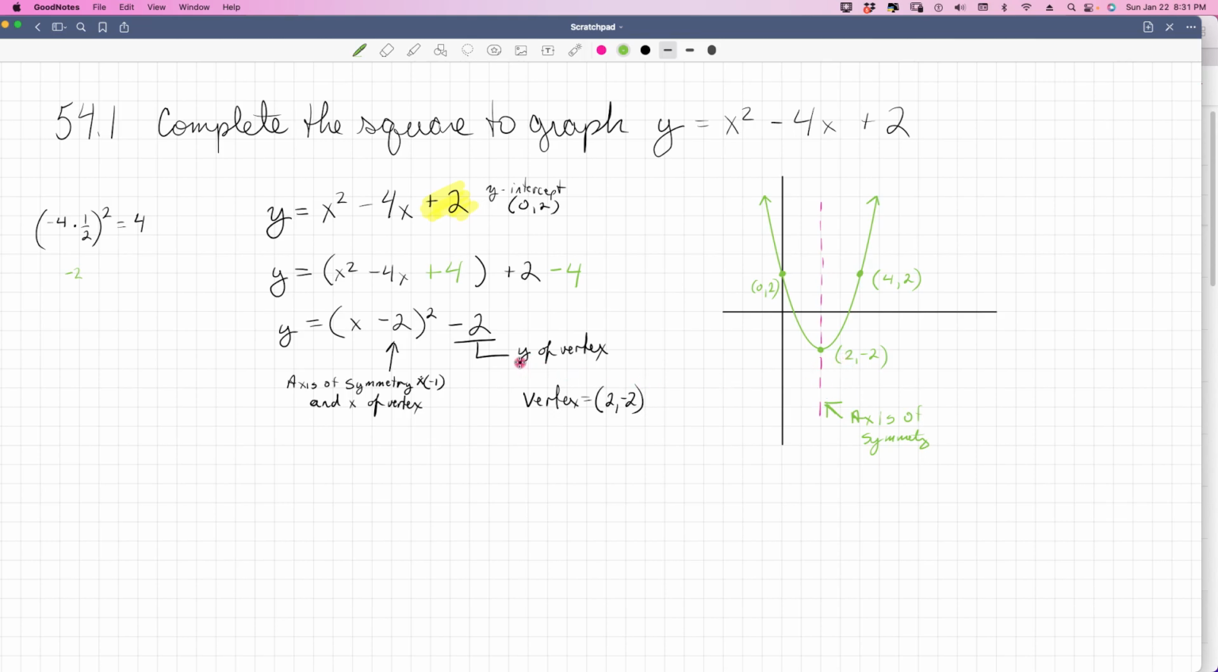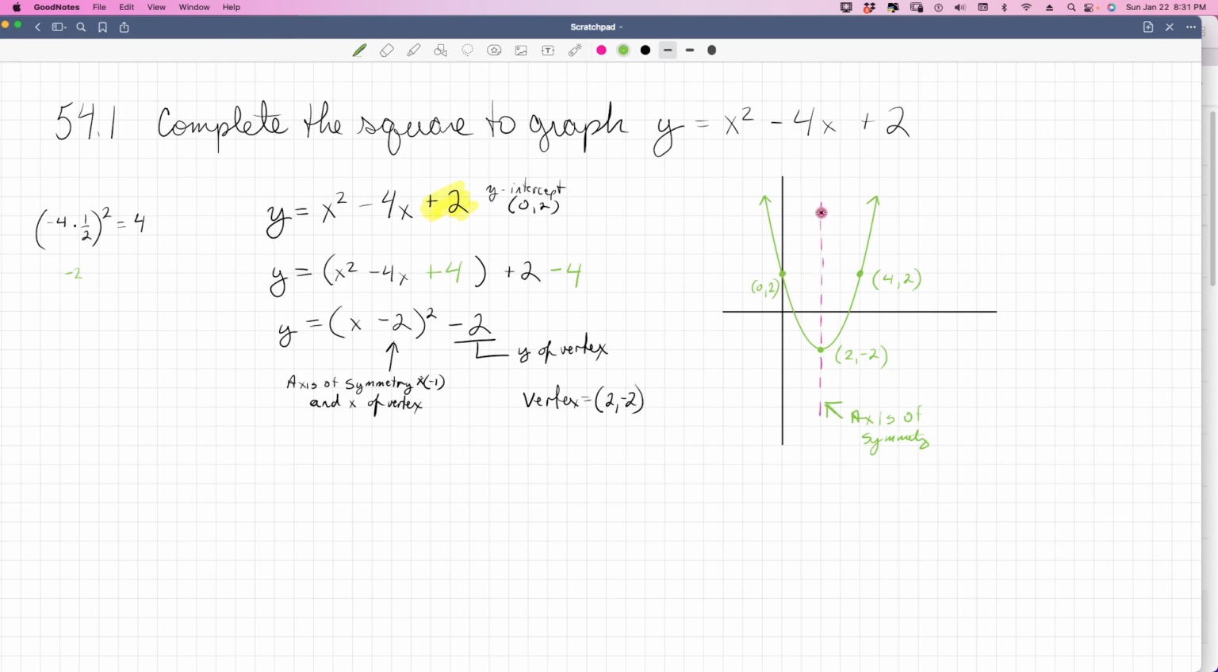The y value of our vertex is going to be the combination of these two values on the outside. And it doesn't change. It's exactly the way it is. We just take it at its current value. So then the vertex would be (2, negative 2). So we put in our vertex. We've already had in our y-intercept.